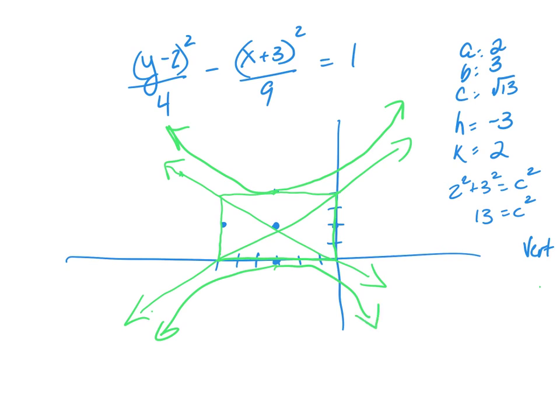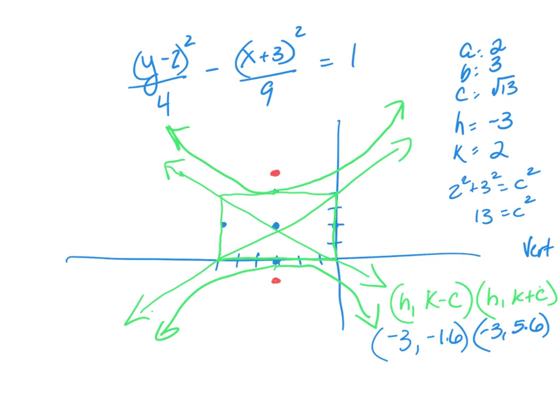Now all we have to do is find the foci. So what is the formula of the focus on a vertical hyperbola? So the foci, we're going to graph them. It's negative 3, negative 1.6, and negative 3, 5.6. When we graph them, they're inside the curves. So that means they're a reasonable place for the foci.